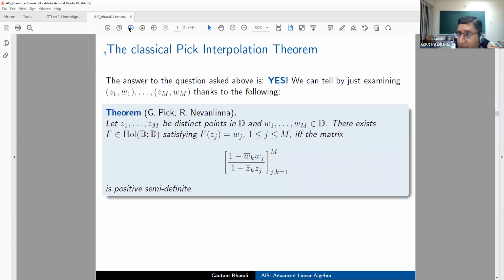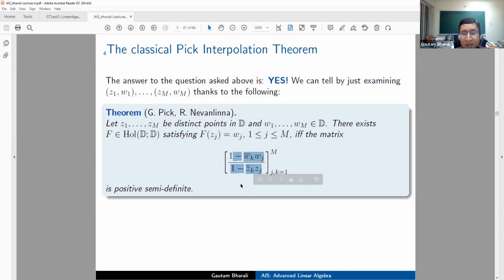So when I mentioned Pick interpolation, when I mentioned the Schwarz-Pick lemma, the Pick in Schwarz-Pick is the same Pick. So again, we have the data as above, Z1, Z2, up to Zm are distinct points, W1 through Wm, m points repeated according to multiplicity. They are allowed to be repeated according to multiplicity. These are lists of points lying in the open unit disk. Now, there exists a holomorphic map from the open unit disk to itself, call it f, such that f of Zj is equal to Wj for all j, provided this matrix.